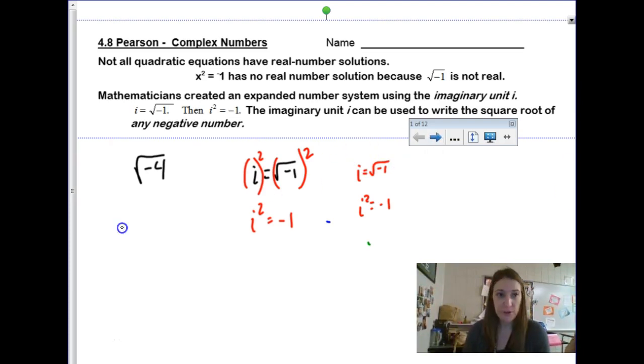So if I look at the square root of -4, now that I know that there is such a thing as a complex number system, I can break that up into the square root of 4 times the square root of -1. I already know the square root of 4 is 2, but the square root of -1 we just learned is the number i. So this reduces to the answer 2i.